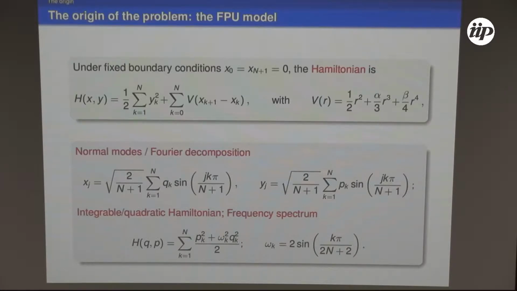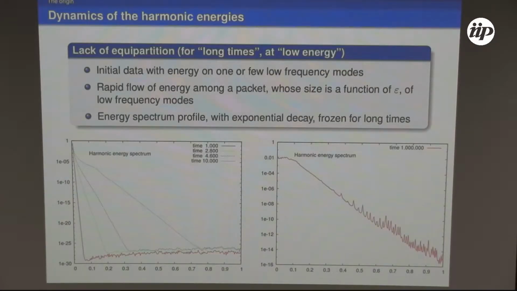of the Hamiltonian as the sum of independent oscillators with this spectrum of frequencies, which lies on the graph of the sine function. And the initial observation of Fermi and collaborators was this lack of equipartition, at least for long times and at low energy. With initial data with energy on one or a few low frequency modes, there has been observed a rapid flow of energy among a packet of low frequency modes whose size is a function of epsilon. And then the energy spectrum profile with exponential decay remained frozen for long times.